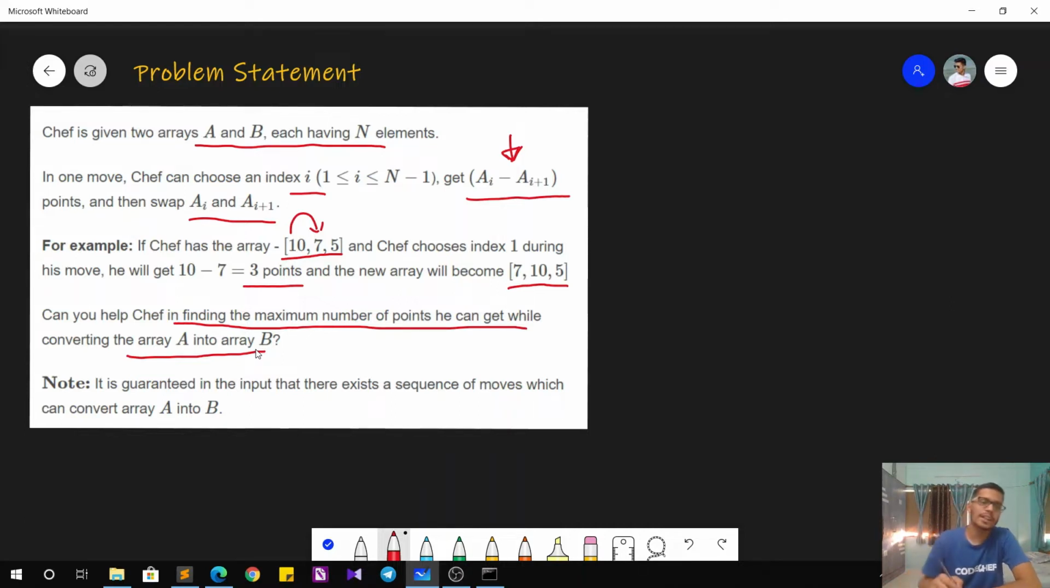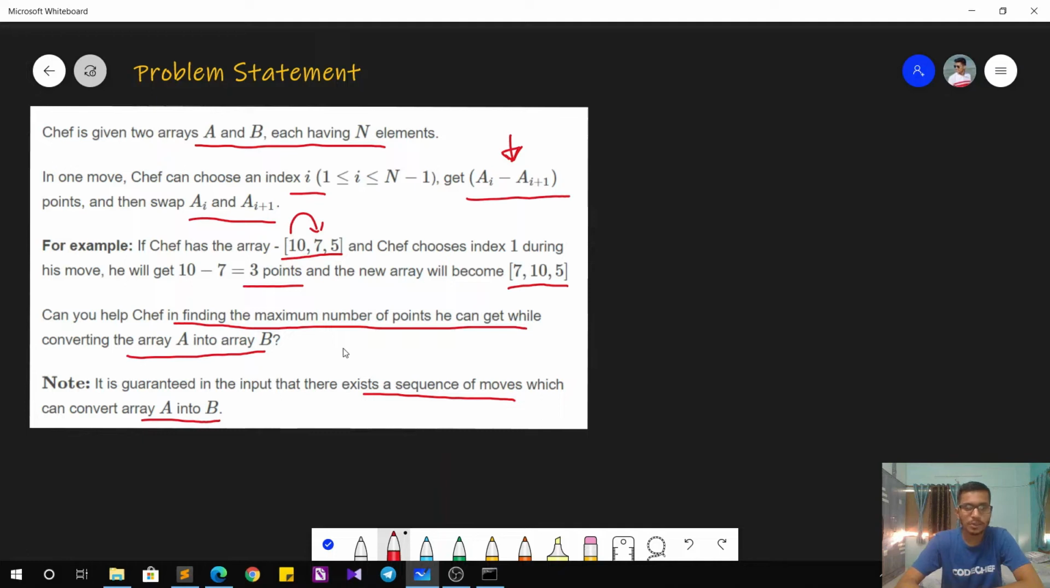Note that it is always guaranteed that the input is such that there exists a sequence of moves by which the array A will be converted into array B. So the elements in both the arrays are the same. They may be permuted, but they are the same elements, so you don't have to worry about that. There exists some sequence of moves by which you can convert A into B. We just have to maximize the number of points that Chef can get.